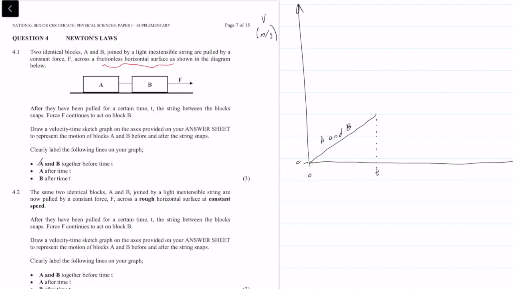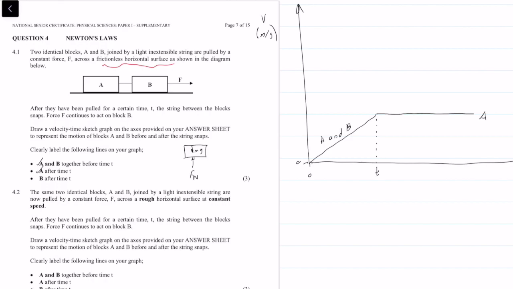Now we need A after the time t. Let's draw a free body diagram of A. We have the mass times gravity and we have the normal force, but we have no horizontal forces. We have no forces acting on it because the string is now broken and there's no frictional force. If there are no forces acting on this body, it's going to continue at a constant velocity. So that's A after time t.